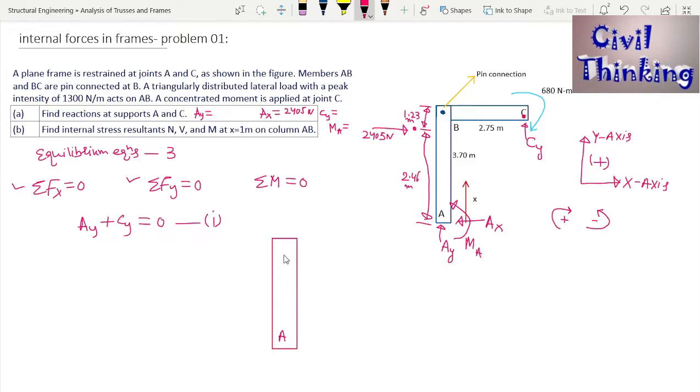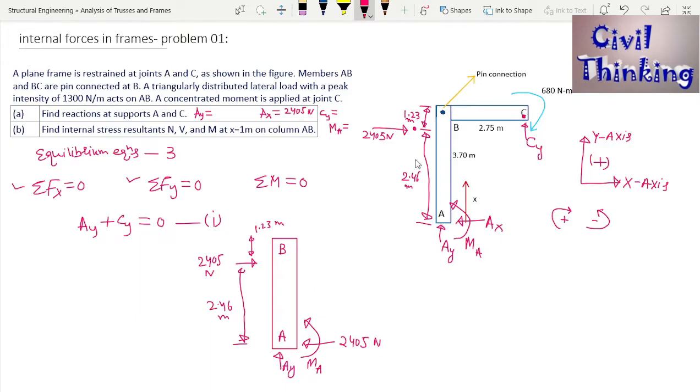This is A, this is B. Now here is 2405 Newton. From here to here is 2.46 meters. From here to here is how much? 1.23 meters, right? This is AB, and I also have to write the reactions. Let us say this is Ax, but we already found Ax to be 2405, so I will just write 2405 Newton, of course. Now here is Ay. Now here is the moment at A, so I'm going to draw it like this. This is the moment at A.